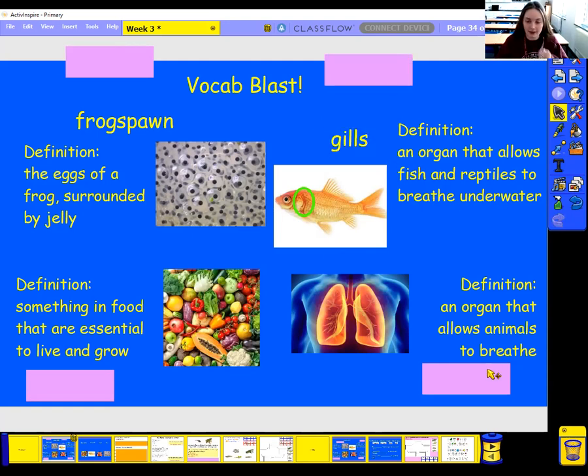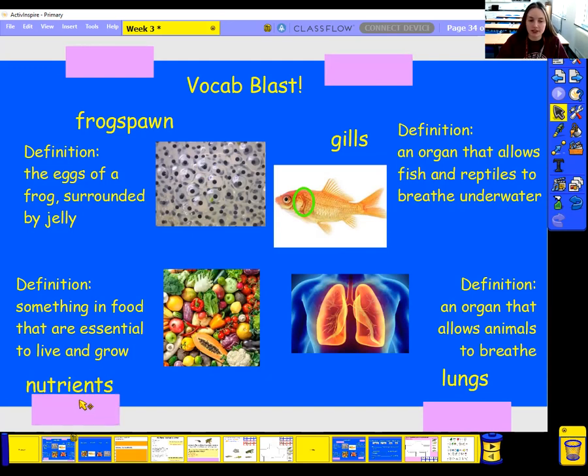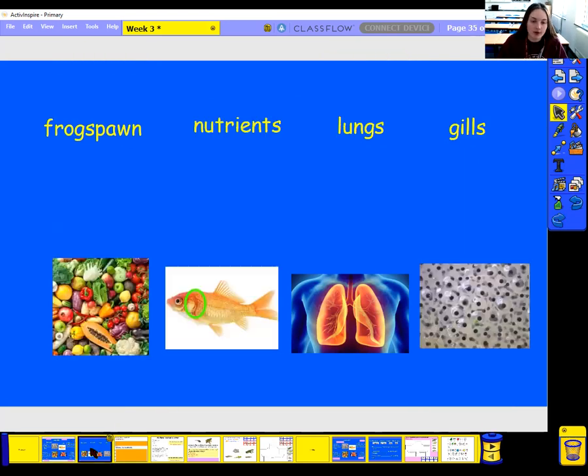They are gills. Fantastic. Now these are what we use to breathe. They're inside our chest. We call these lungs. Brilliant. And the last word, it's something in food that's essential for us to live and grow. Something in food. Nutrients. Brilliant. Well done. So now that we know what the words are, we're going to see if we can match them back up to the pictures.